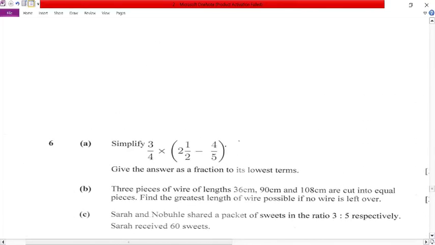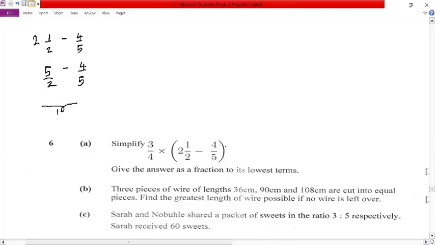Number 6, simplify. Give the answer as a fraction in its lowest terms. So here what we do, we say BODMAS. We consider brackets first. So let's simplify what's in the bracket: 2.5 minus 4 over 5. We convert the mixed fraction into an improper fraction, so we get 5/2 minus 4/5. Here our common denominator is 10.